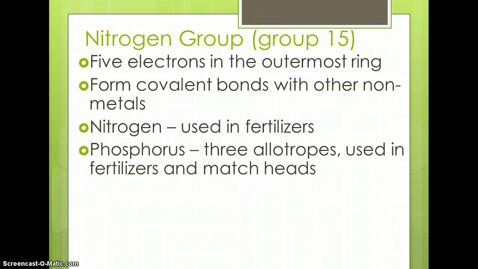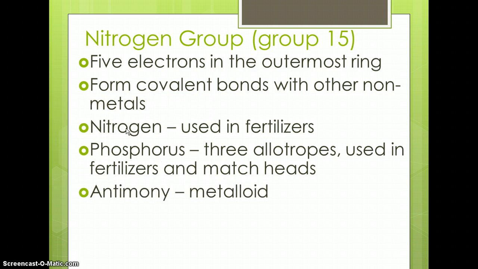Phosphorus has 3 different allotropes. So remember, allotropes just mean that phosphorus can join together and make different kinds of structures. So phosphorus is also used in fertilizers, and it's also in match heads, so matchsticks. So being that phosphorus is in fertilizers, and it's also in match heads, yes, fertilizers are very flammable. They will catch on fire and they will burn. Same thing if we had a nitrogen-based fertilizer. That would also be set on fire and burn as well.